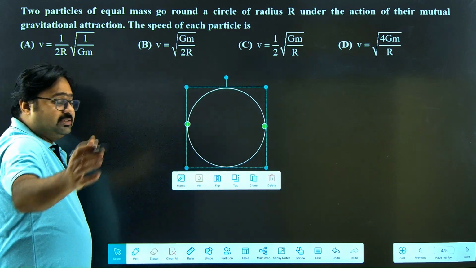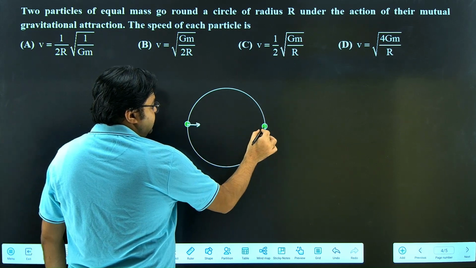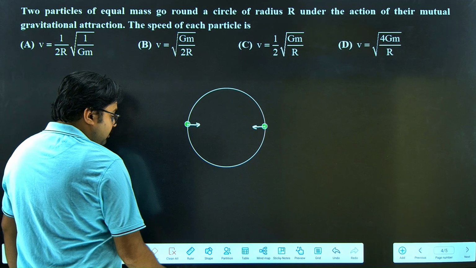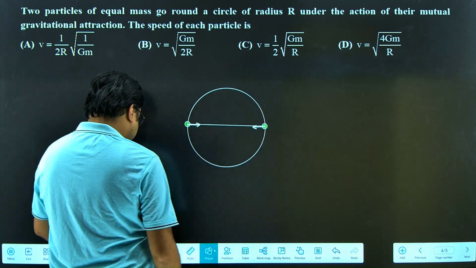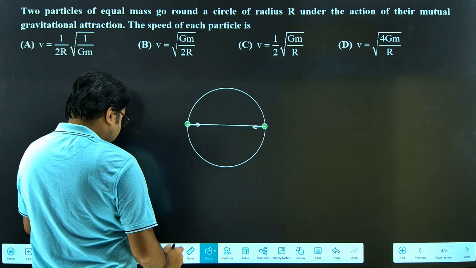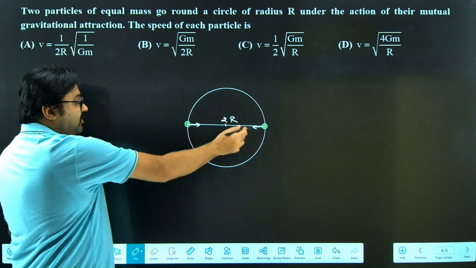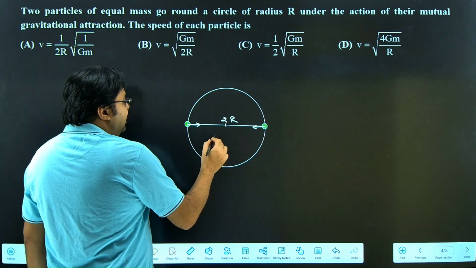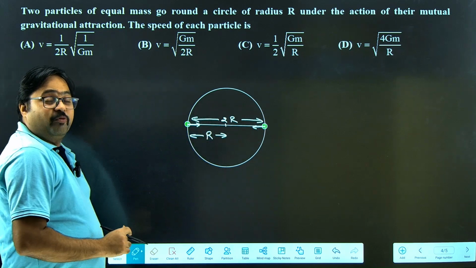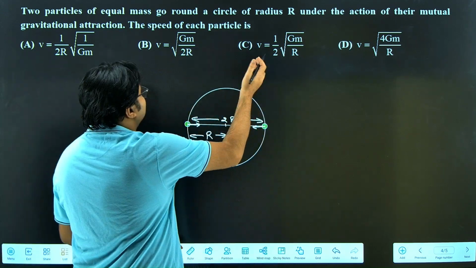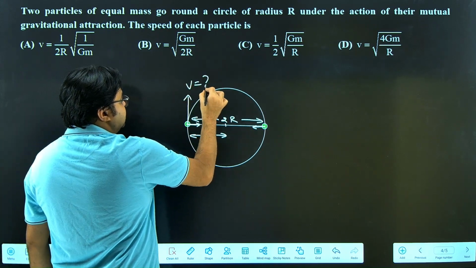Now you can just say that this is experiencing a gravitational force in that direction, and this is experiencing a gravitational force in this direction. But we need to understand that the distance between them is certainly the diameter of this circle, and that is 2r. The distance between the two masses is 2r. But they are going round in a circle of radius r. We must not forget that as well. We have been asked to calculate the speed of each particle. So how fast is this particle moving? That's the question to you.